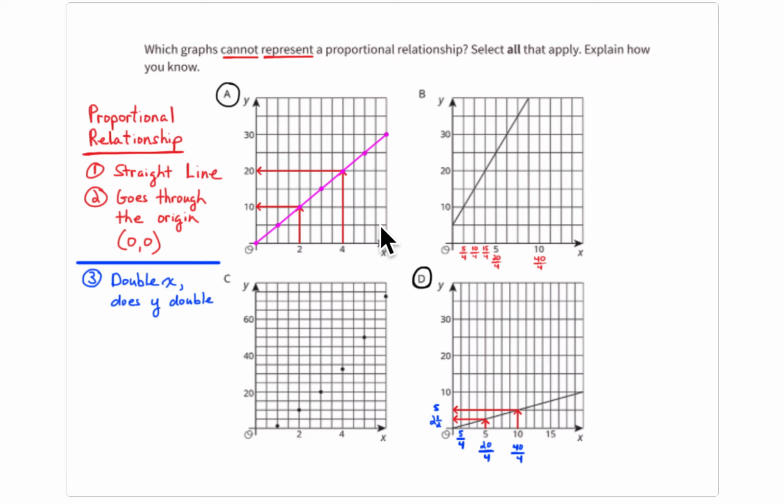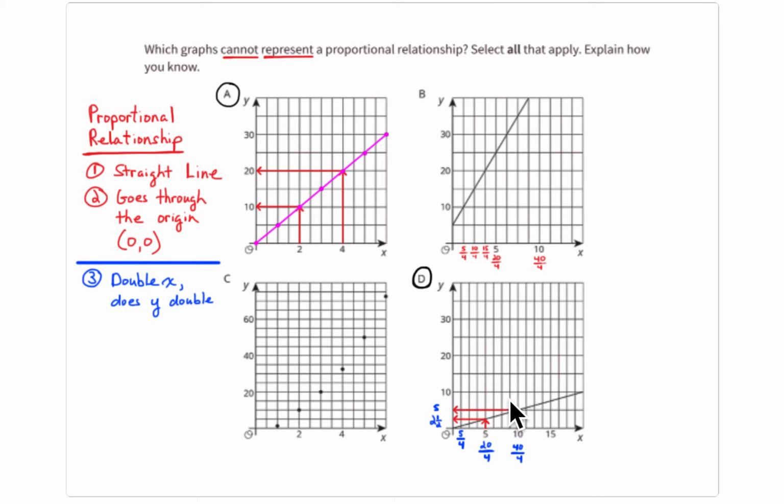All right, so there's 3 graphs that are straight lines, but the 2 graphs that are straight lines and go through the origin, it looks like those probably represent proportional relationships. So then you can check if you double the value of x. So you go from 2 to 4. At 2, y is equal to 10. At 4, y is equal to 20. So that makes sense. If you double the value of x, 2 to 4, the value of y doubles from 10 to 20. So that looks pretty good.